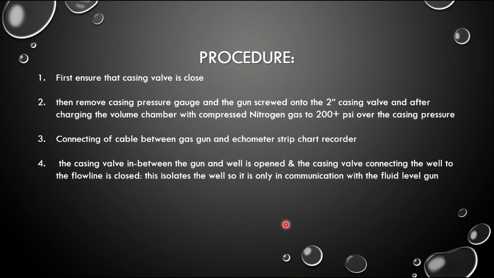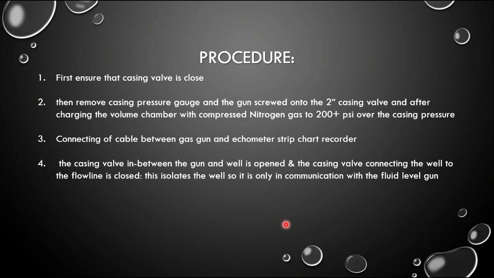So the procedure is very simple. You first ensure that the casing valve is closed. Then you remove the gas pressure gauge, and then you put the gun onto the casing valve. After that, charge the volume with compressed nitrogen gas to 200 psi or more over casing pressure. Connect the cable between the gas gun and the Echometer strip chart recorder.